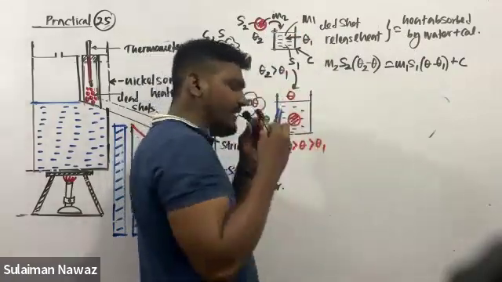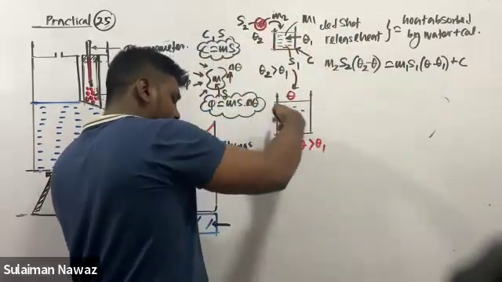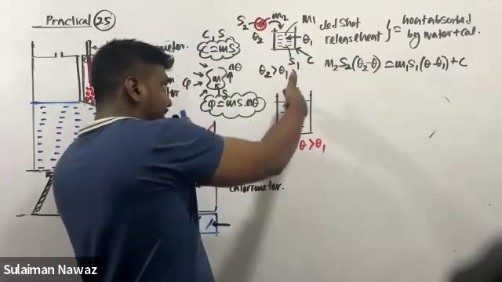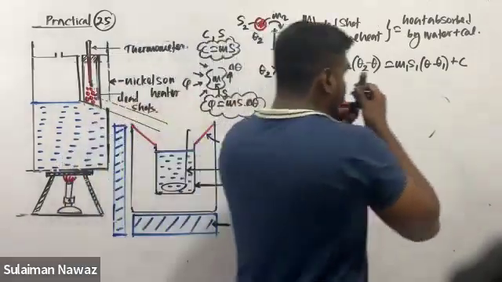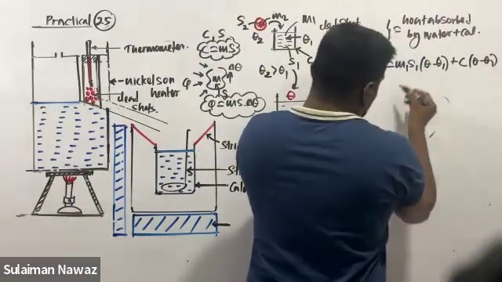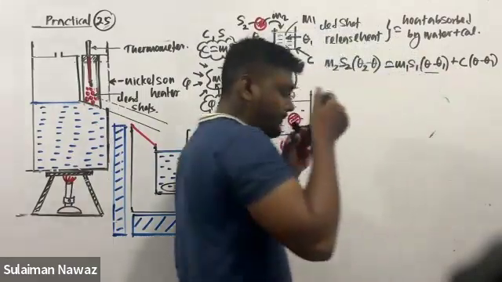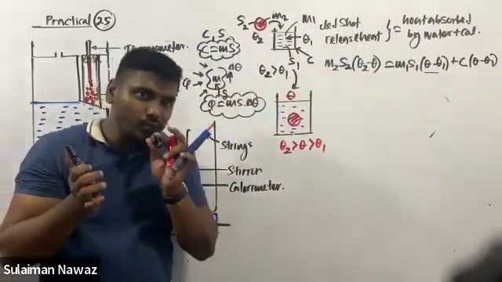Why? They are in contact with each other. Initial temperature theta 1, now temperature is what? Theta. Theta is larger than theta 1. Therefore, theta minus theta 1. So you can take what? Theta minus theta 1 as a common factor and you can do something. We'll do it later.